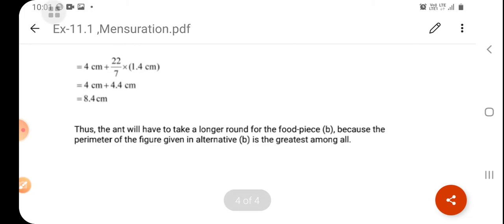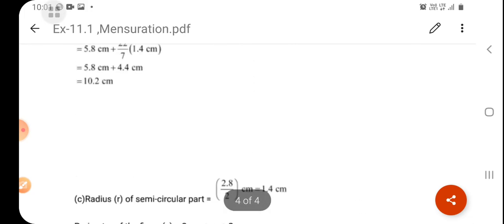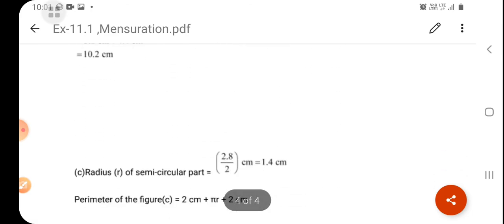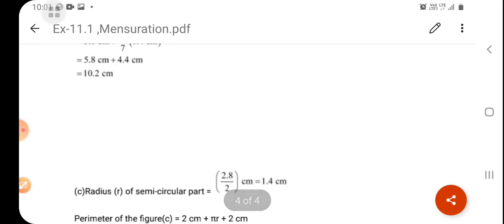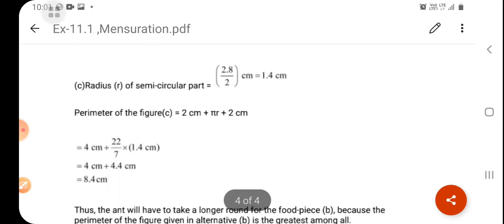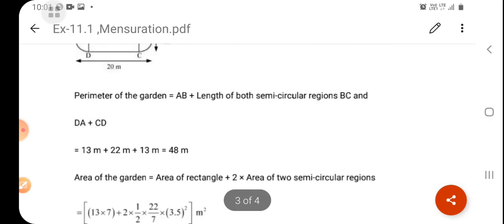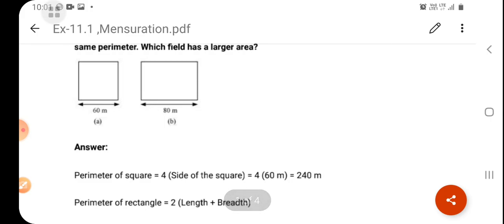Okay, the ant will have to take longer round for the food piece B. So B is the longest part here, 10.2 centimeter. So ant has to travel for the longer time for covering the B part, because the perimeter of the figure in alternative B is the greatest among all, because ant has to travel greater distance, that is 10.2 centimeter.